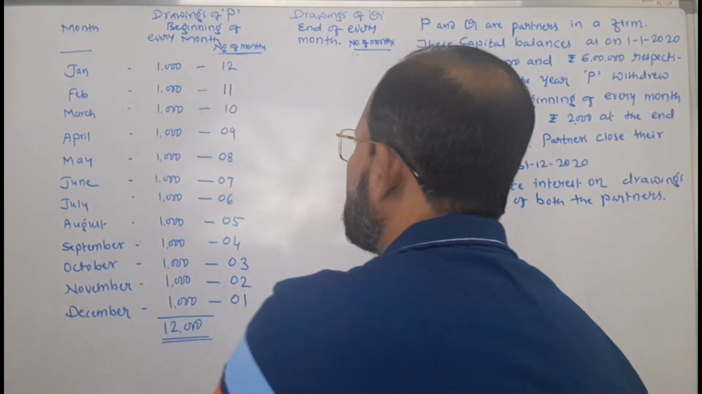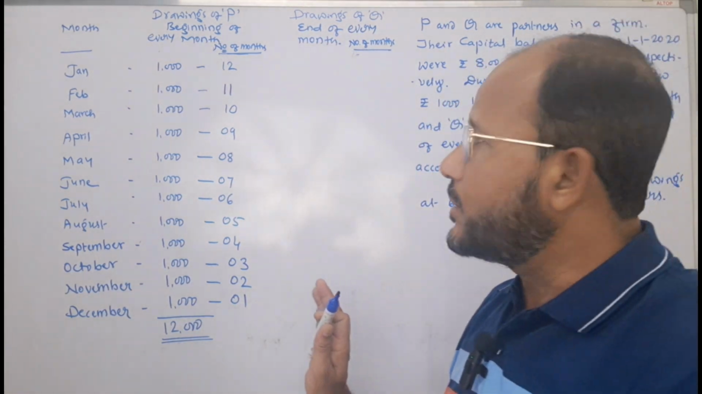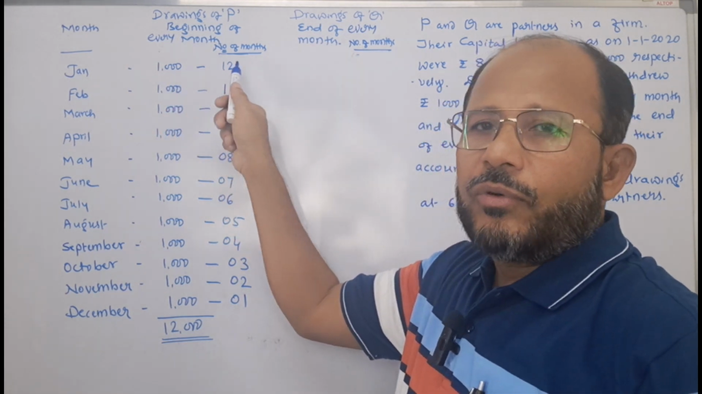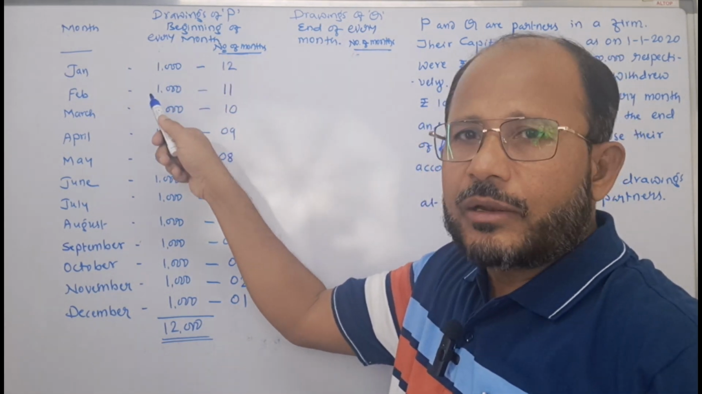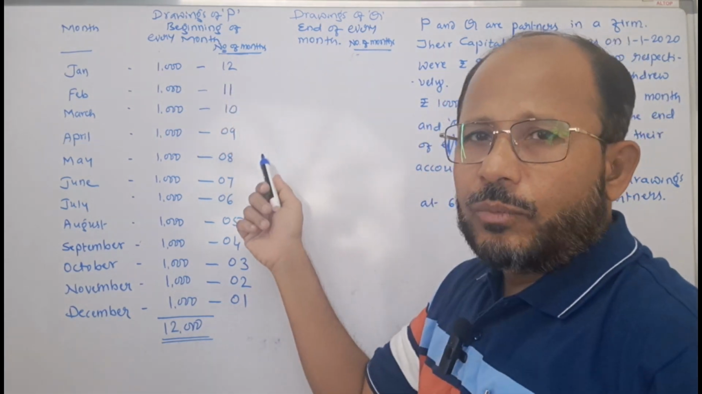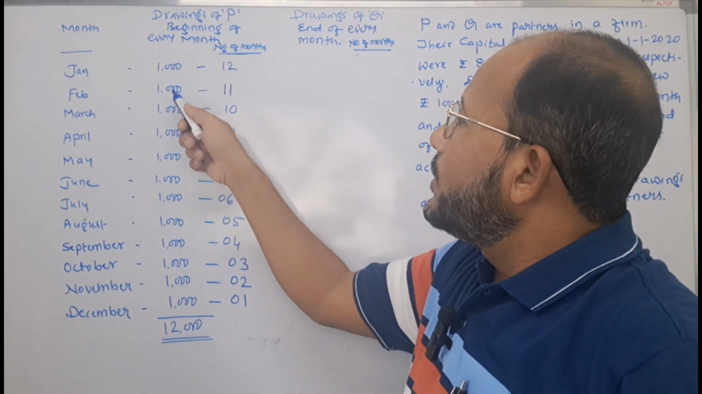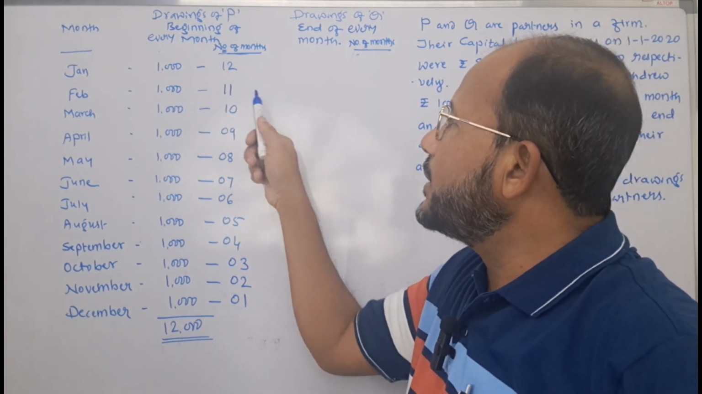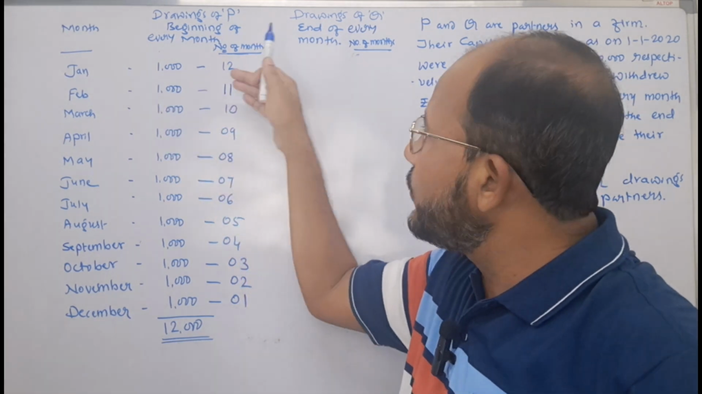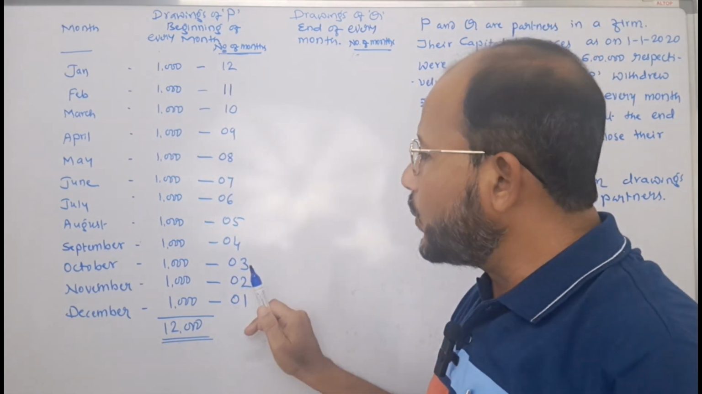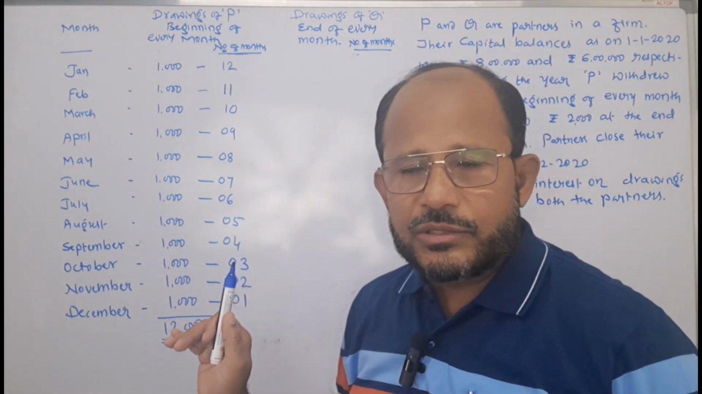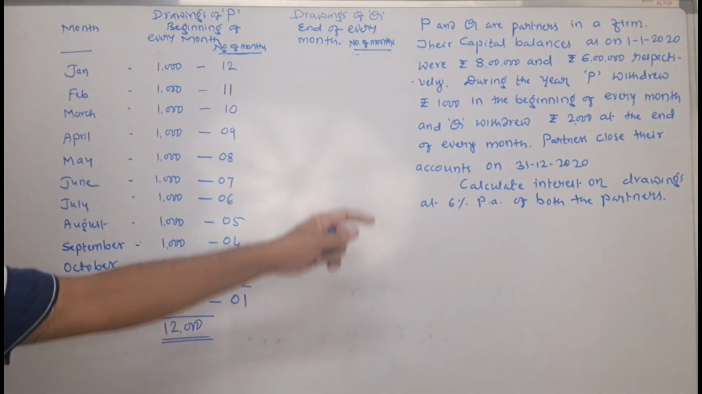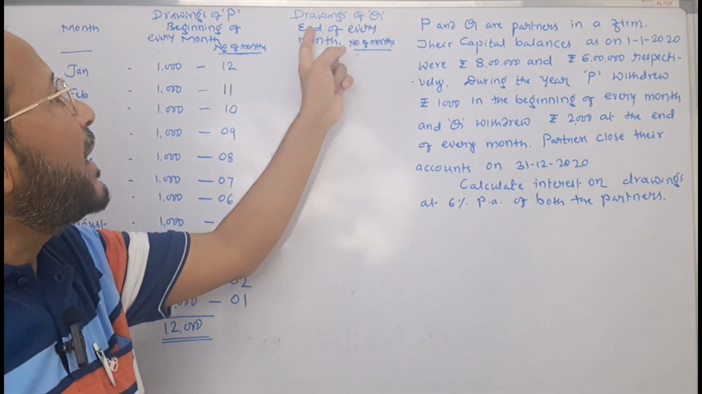Okay, once you understand this one, easily you can calculate the interest. See, apply 6% on 1000 for 12 months, means for 1 year. Whatever amount comes, you have to put it. Next one is second drawings, you calculate 6% for 11 months on 1000. Like this, if you calculate separately, then you get the total amount of interest on drawings of Mr. P.